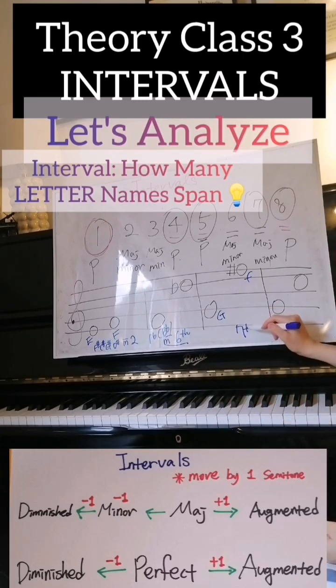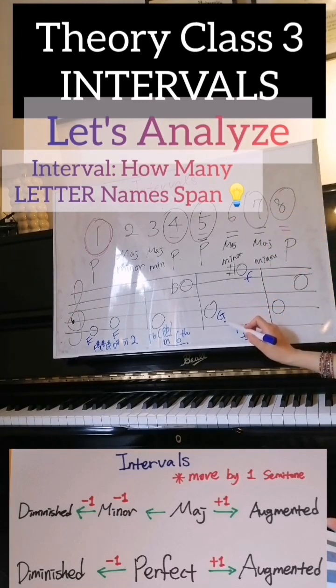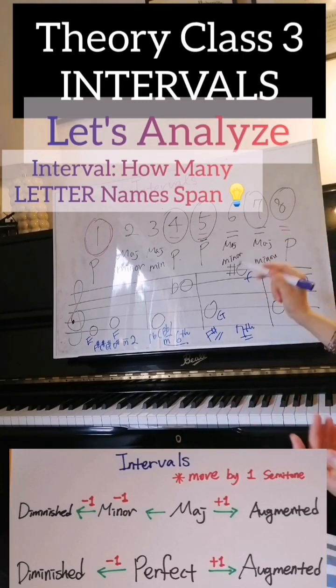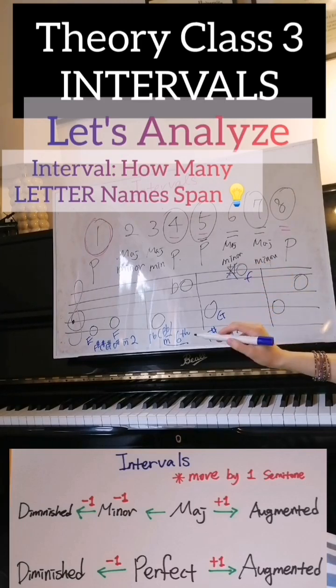G, A, B, C, D, E, F, a seventh. Now we have to figure out if that is a major seventh or minor seventh by going through the major scale of G major. What is the key signature of G major? F sharp. So there is an F sharp there. Is this not the seventh of the G major scale? Yes, so that is a major seventh. What if there's no sharp? Then that is a minor seventh.